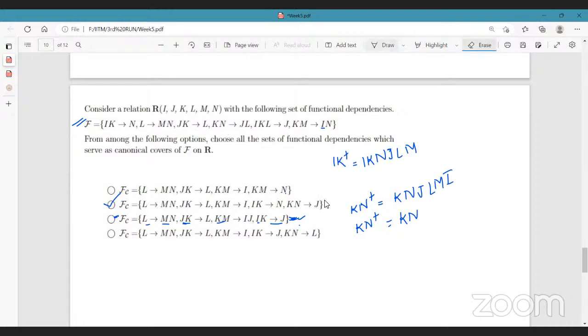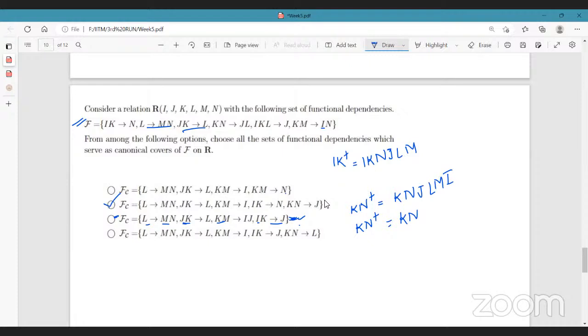Ma'am, LMN is in both, so we can mark it down. LMN is present. JK determines L is present. KMI, but here we have KMIN, right? So we'll check for KM closure also. IKJ is there. We need to check for IK and J, IKL, and the same for K and L.